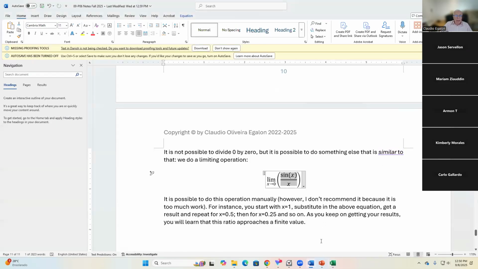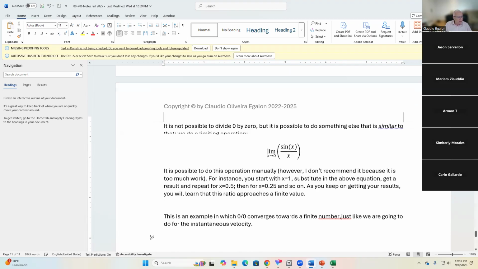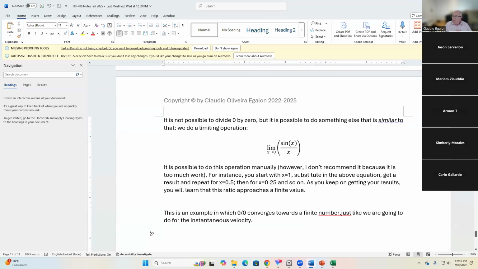And why am I doing that? Okay, this is an example in which 0 divided by 0 converges towards a finite number, okay? Just like we are going to do for the instantaneous velocity, okay? So 12:51, we can stop now.